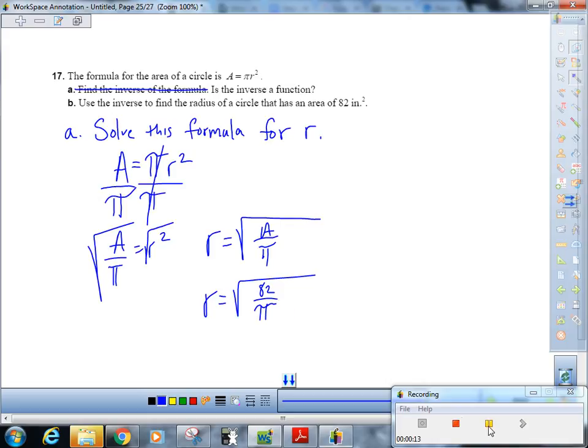Let me see if I can get this right this time. And you get R equals 5.108 inches.